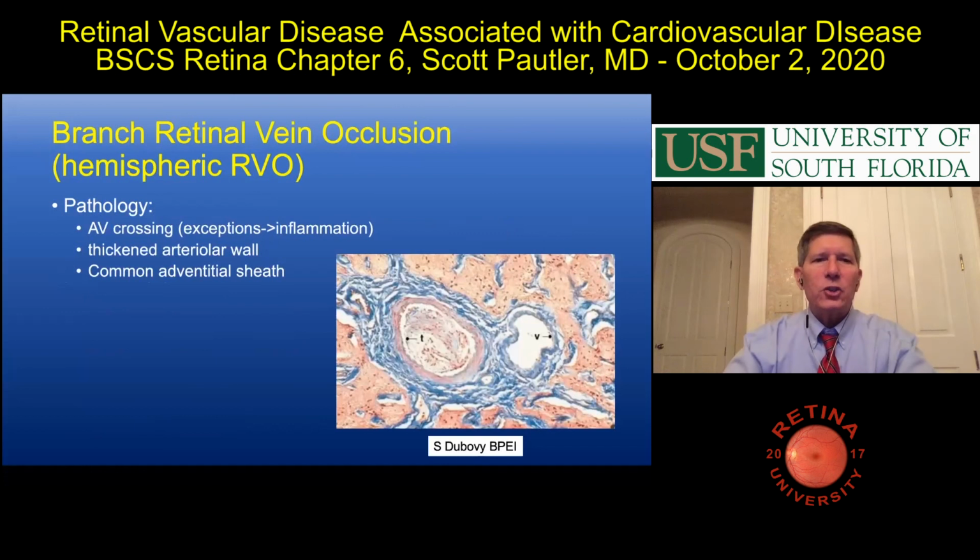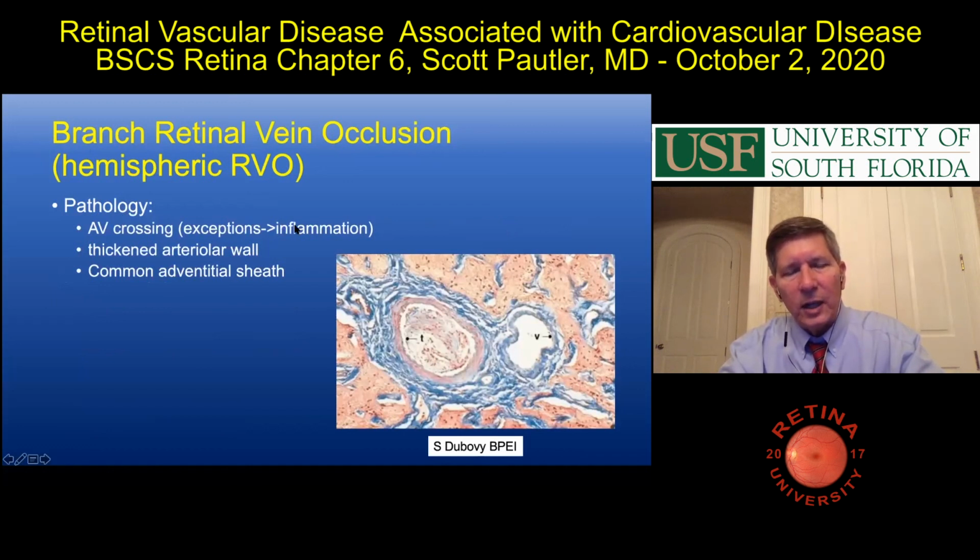Now, branch retinal vein, including hemispheric, again, we talked about the AV crossing changes. There is an exception in that inflammation can cause a vein occlusion. Like you can get a peripheral vein occlusion due to toxoplasma retinitis, for example. So that's an exception to the AV crossing. So if you see a vein occlusion and the site of occlusion is not at an AV crossing and it's a branch vein occlusion, you got to think about something else. Something else may be going on.